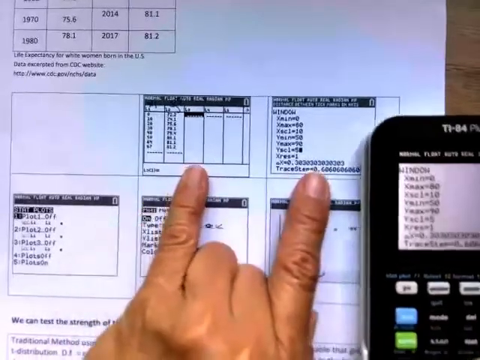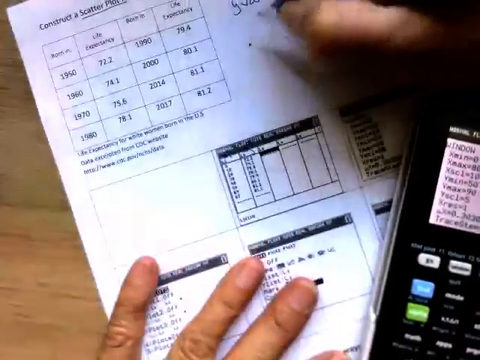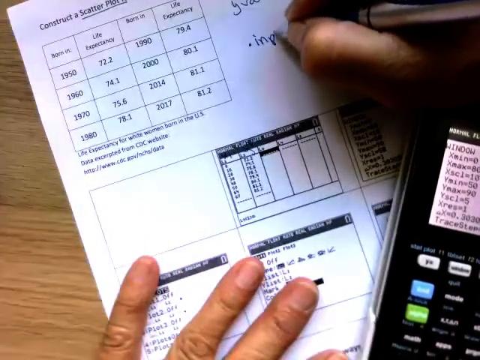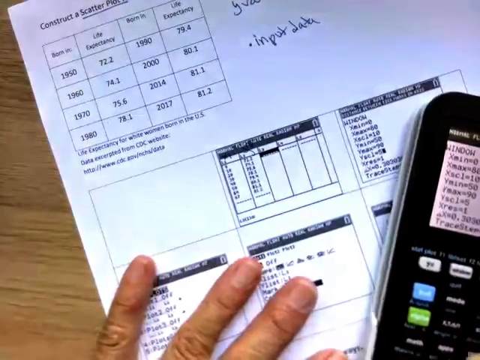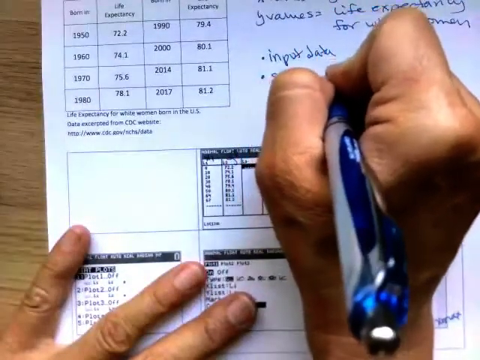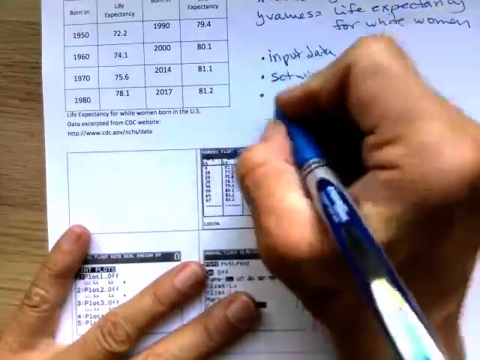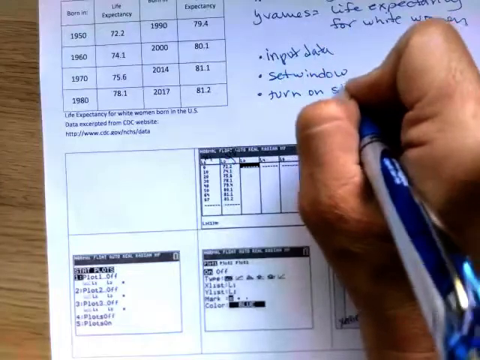Okay, so now I have my data in and I have my window set. So what are we going to do? We're going to make a list of values, so we're going to input the data. And then we're going to set the window. And then we're going to turn on a stat plot.